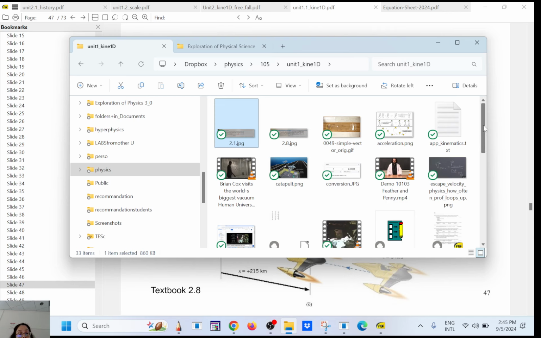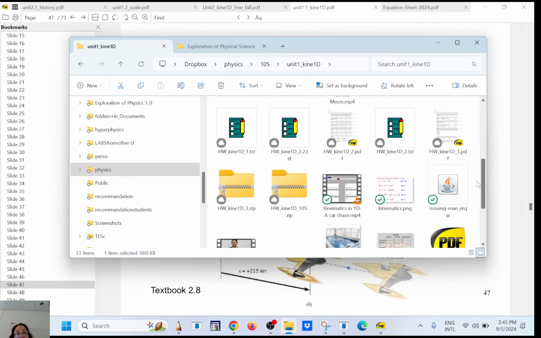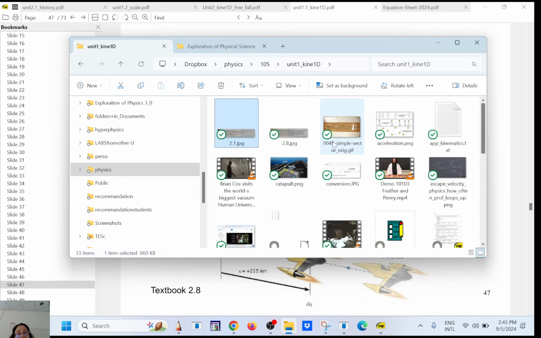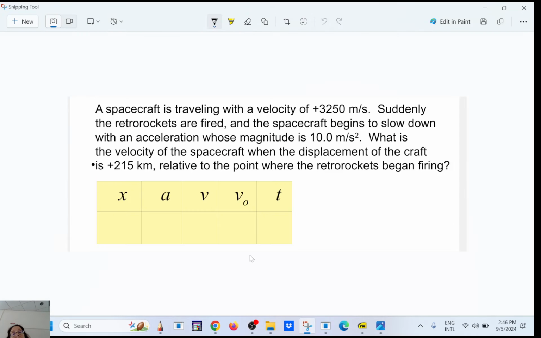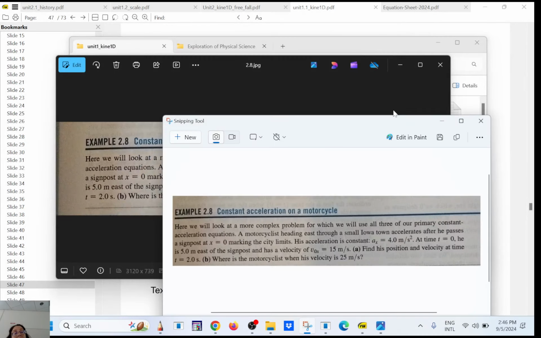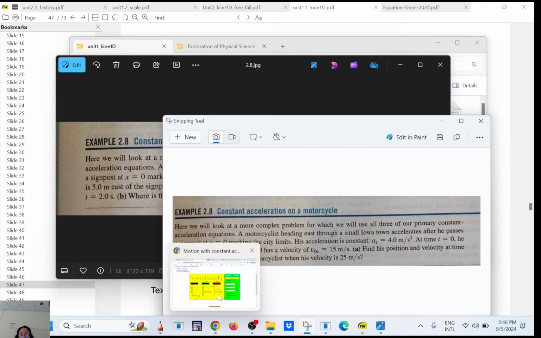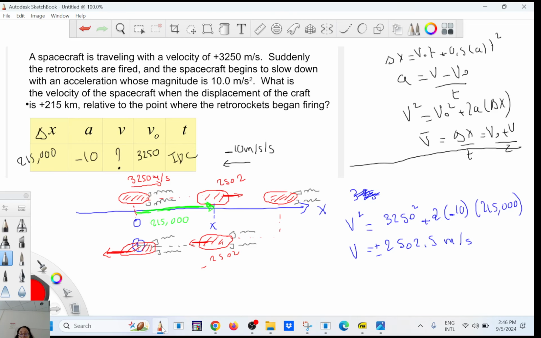So it says 2.8. Let's see if I have a 2.8 somewhere. Okay, we can try to do that. That's from the textbook, but the textbook recommended by the department, if you have this one, it doesn't matter. Let's do this one.